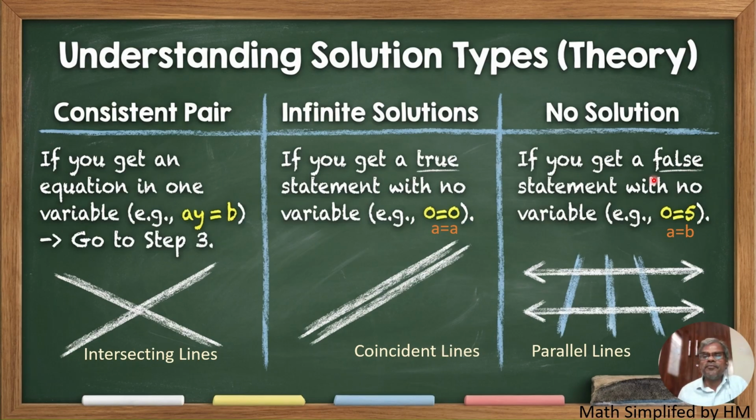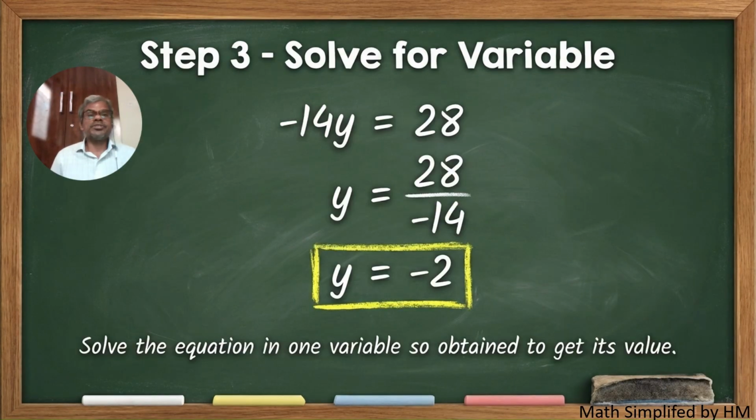If you get a false statement with no variable, for example a is equal to b, simplifying you may get 0 is equal to 5 or 0 is equal to 1, 0 is equal to 3, anything. In this case, the system of equations has no solution and the two lines represented by these equations are parallel lines. Now we move to step 3 to solve the equation for one variable.